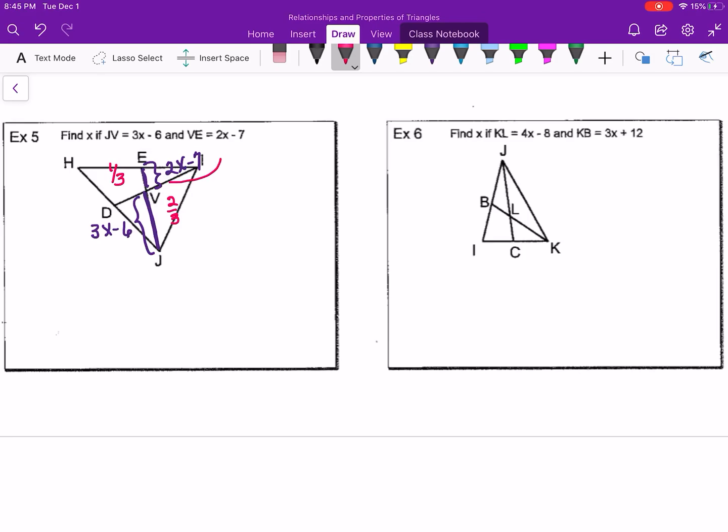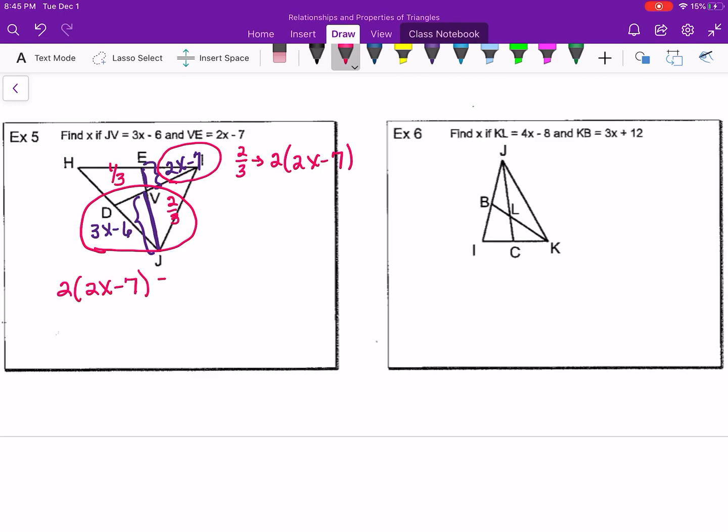if we compare those fractions, if 1/3 of the way is 2x minus 7, 2/3 would be 2 times that. 2/3 of the way. If 1/3 is 2x minus 7, 2/3 of the way would be 2 times that. But 2/3 of the way is also 3x minus 6. So let's see what happens when we set those equal to each other.